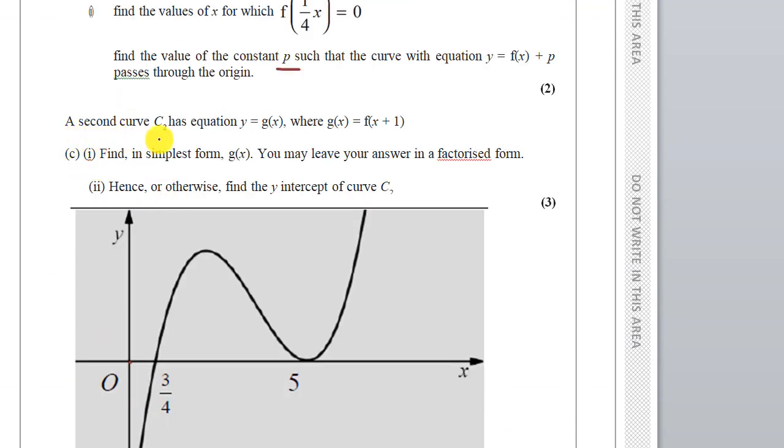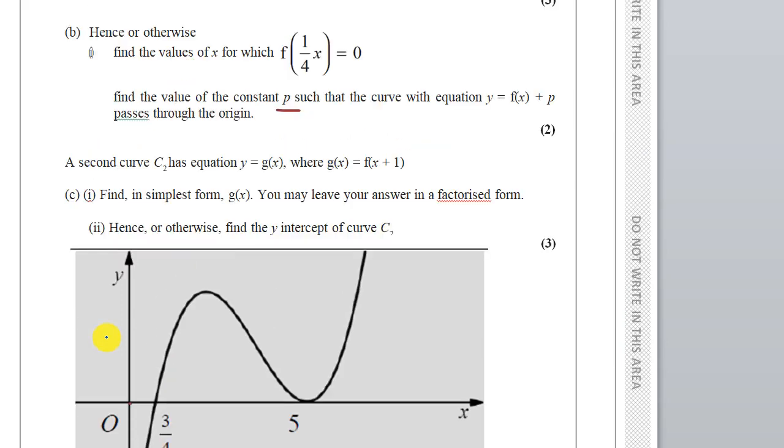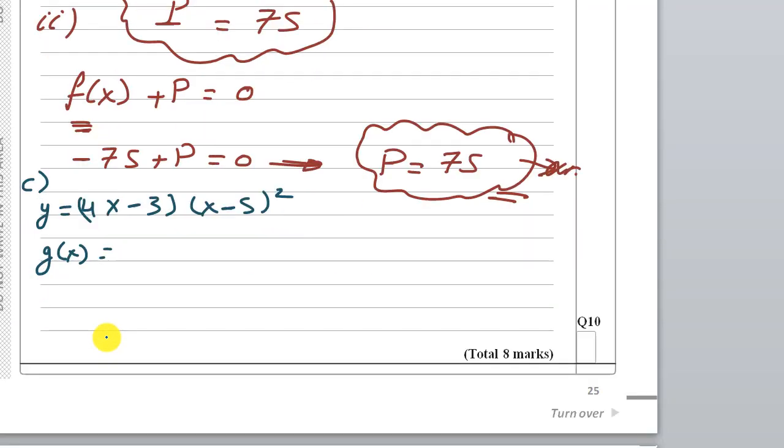Now, the second curve C2 has an equation y equal to g of x, where g of x is f of x plus 1. Find the simplest form of g of x. You may leave your answer in the factorized form. Hence or otherwise find the y intercept of the curve C2. And g of x is equal to f of x plus 1.